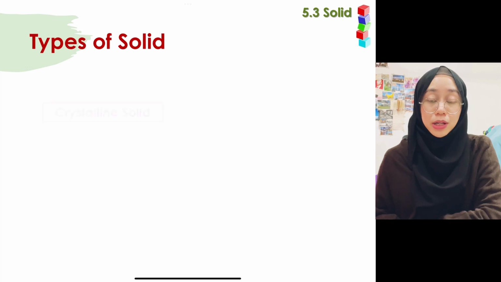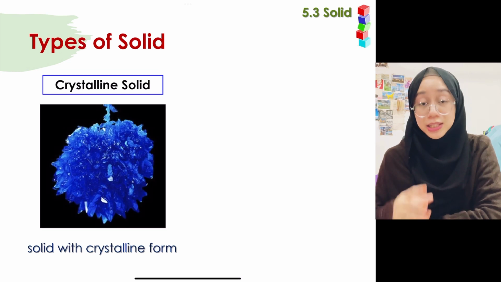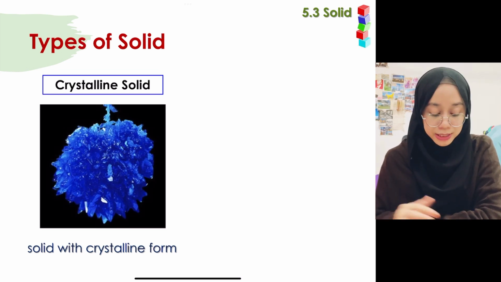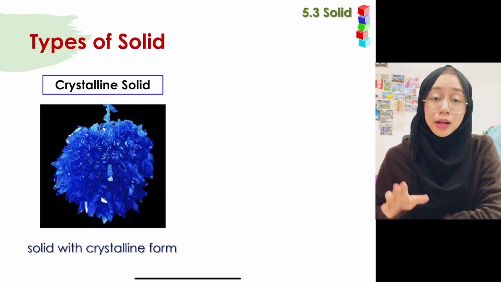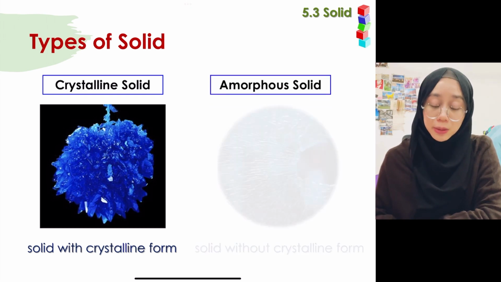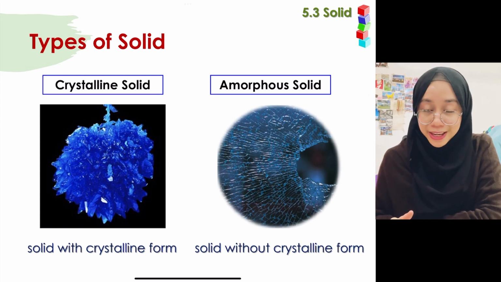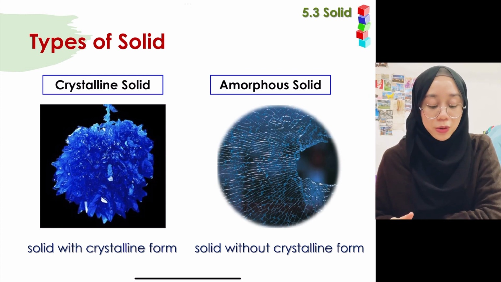So two types of solid, the first one is what we call as the crystalline solid. So dia kalau crystalline solid ni, it has the crystalline form, okay, nampak macam crystal macam tu, macam dalam gambar ni. And then satu lagi adalah we call it as amorphous solid. So kalau amorphous solid pula, dia tak macam crystal lah, okay, it is a solid but not in a crystalline form. So these two ada a few differences dia.